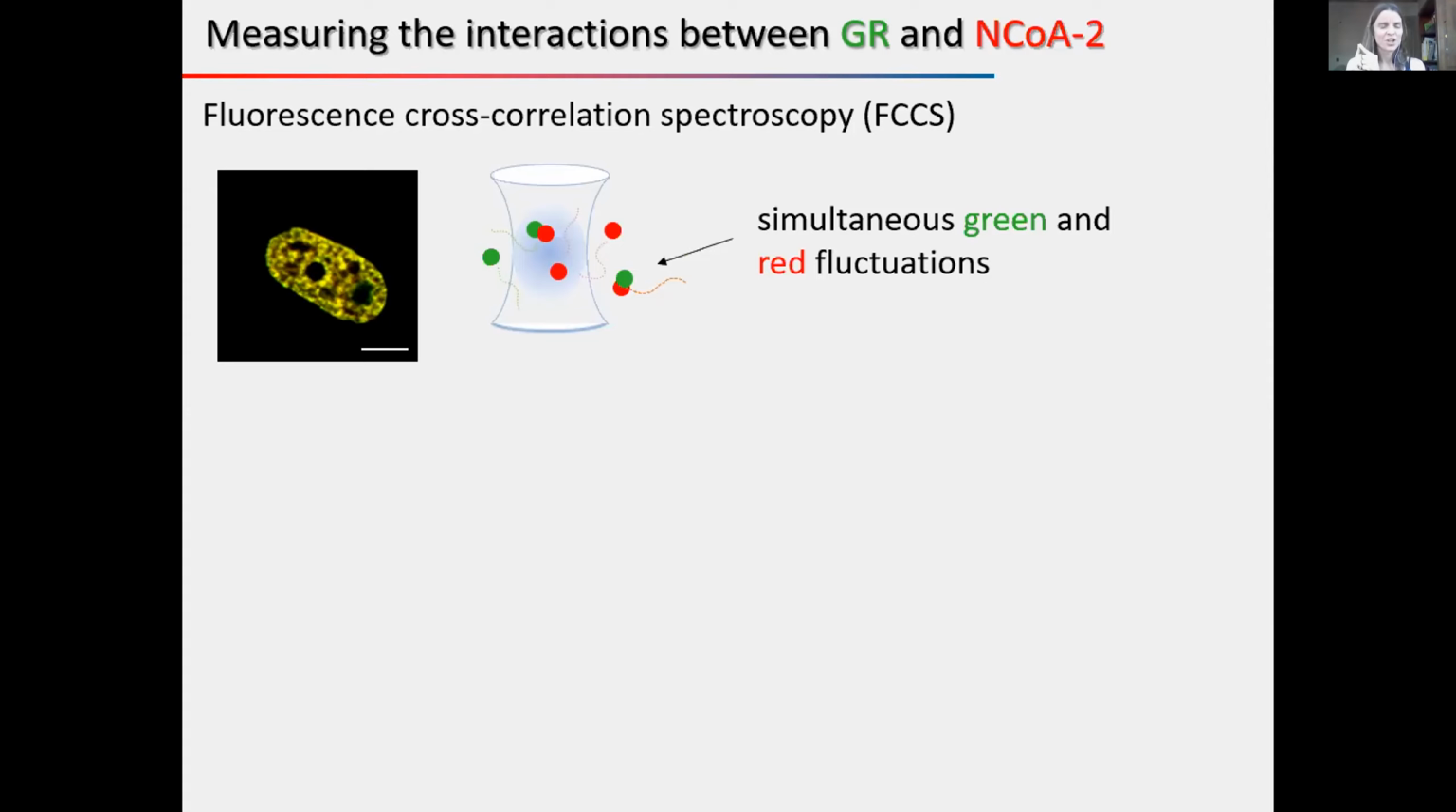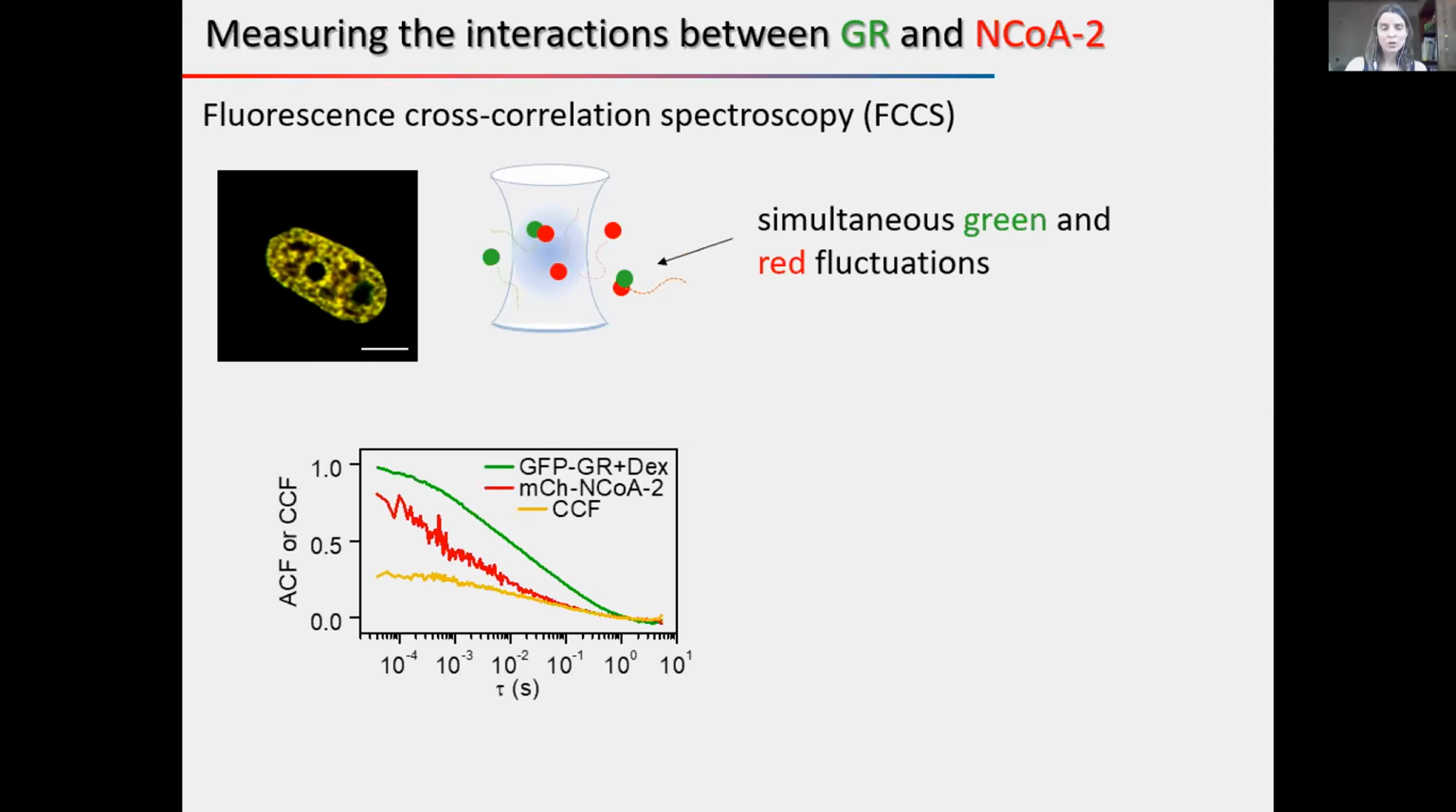Okay, so in this particular case, we label GR with a GFP and NCOA with mCherry, and just look for simultaneous fluctuations in the red and green channel. So here you can see the correlation curve for GR, for NCOA2, and the cross correlation that is positive. You can see from this simple data that GR and NCOA are interacting, and we can detect these interactions in the nucleus.